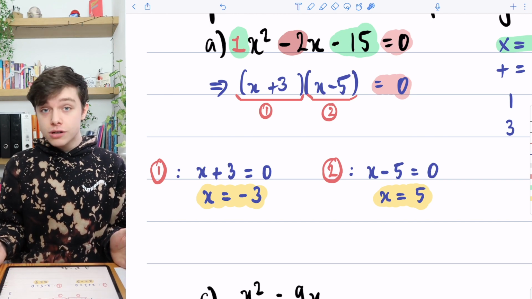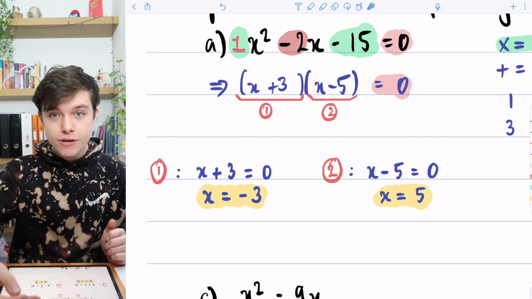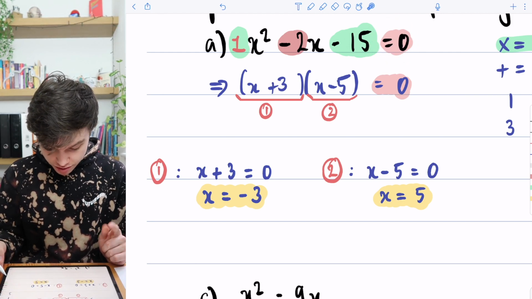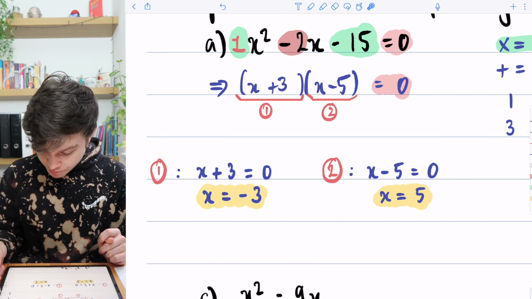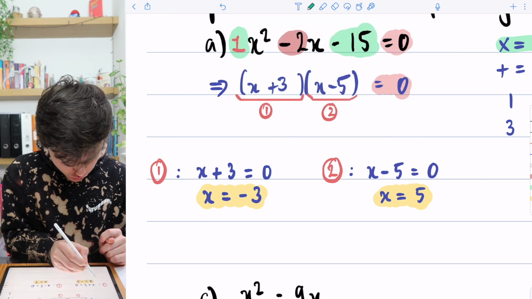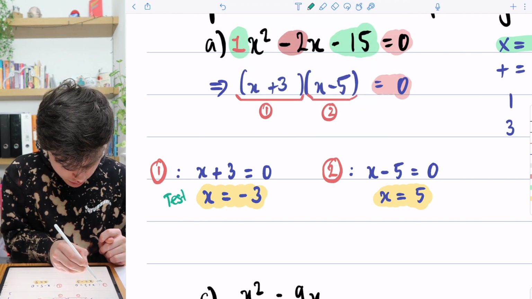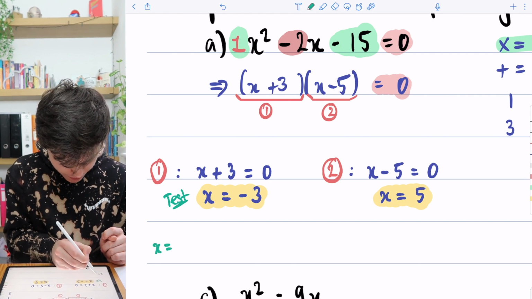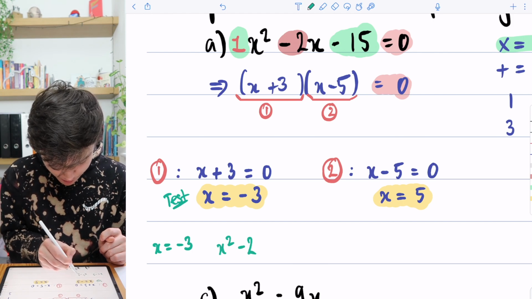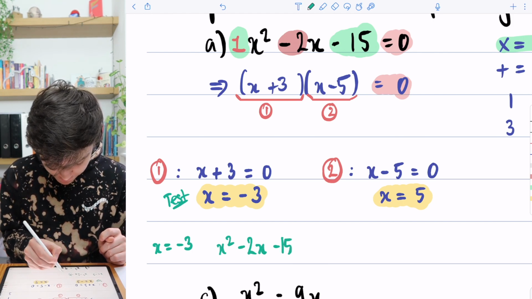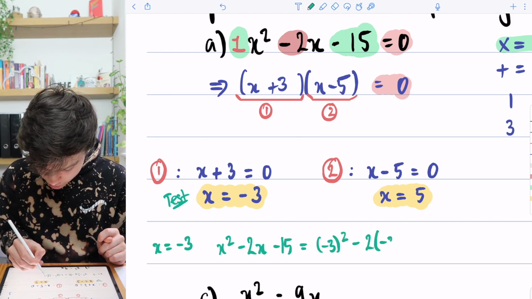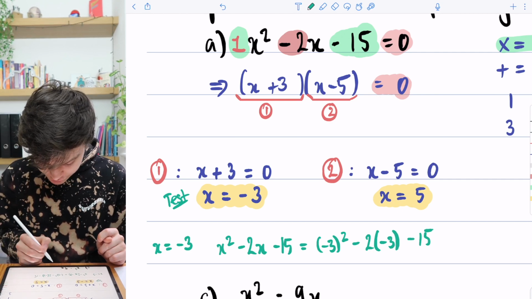Now, are those correct solutions? Well, we can substitute them into our quadratic equation and work out whether we get 0. They both are correct solutions, so what I'm going to do is we'll test this first one. So let's say we do the test on x equals minus 3. X equals minus 3, substitute that into the quadratic. X squared minus 2x minus 15 will give us, well, minus 3 squared minus 2 times minus 3 minus 15.